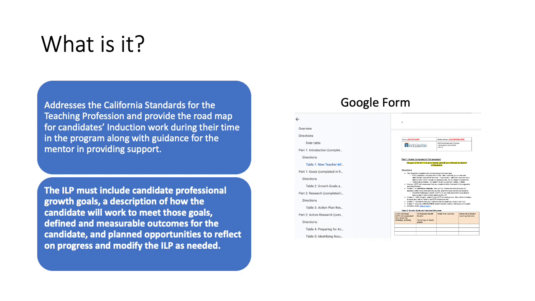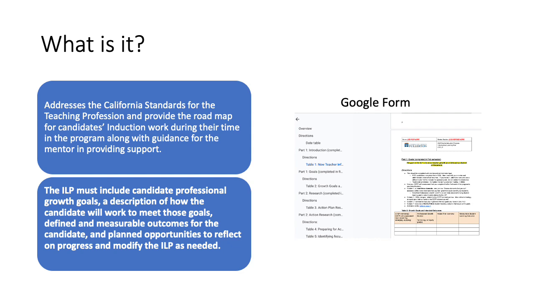According to the CTC, the Individualized Learning Plan addresses the CSTPs, the California Standards for the Teaching Profession, and it provides a roadmap for candidate induction work during their time in the program. It provides guidance from the mentor as well as, in our case, the university faculty member. The ILP must include professional growth goals, a description of how the candidate will work to meet those goals, defined and measurable outcomes, and opportunities to reflect on progress and, very importantly, modify the ILP as needed.